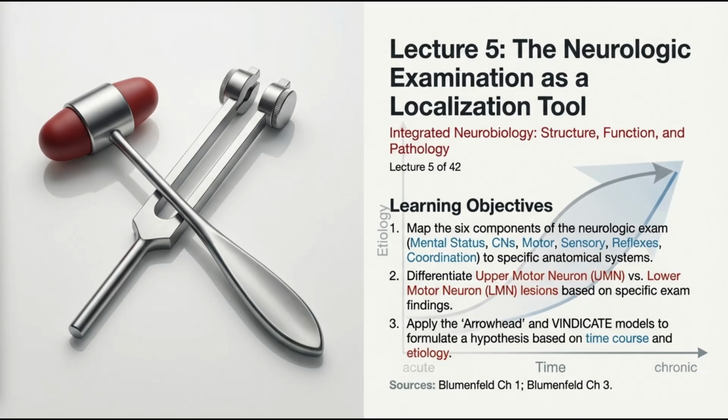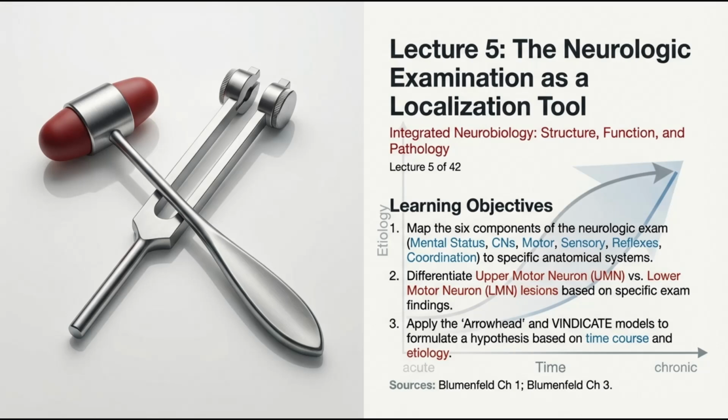Right. We're always trying to find that intersection, the clinical practice on one hand and the deep biological mechanisms on the other. Exactly. And we are, I think, firmly in Module 2 now. Module 2, Neuroanatomy Overview and the Physical Environment. We spent the last few sessions laying the groundwork, the gross anatomy from Blumenfeld. We've basically built the map.